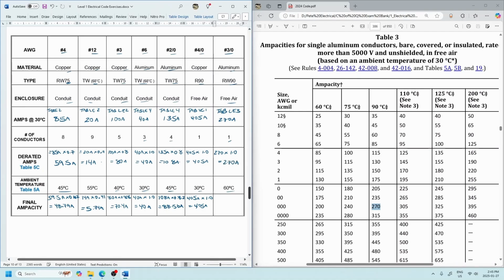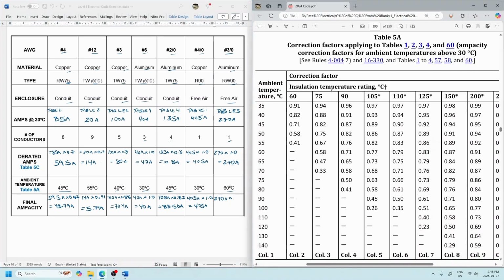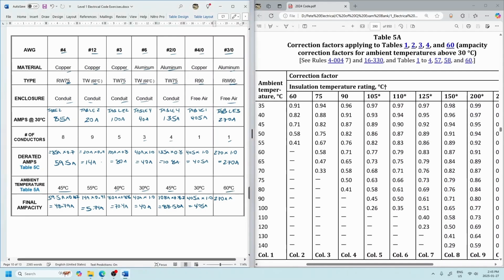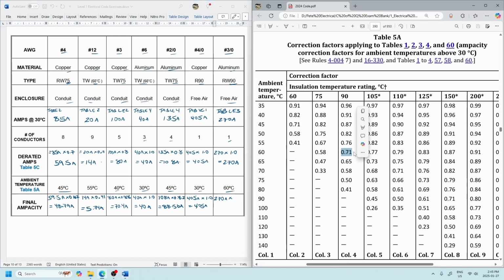Okay, but we do have quite a high ambient temperature at 60 degrees. So be careful with this one. I made a mistake on this one numerous times. Let's look at the multiplier there. We're going to go to 5A now, starting off in the 90-degree column, because we're RW90. And then we're going to 60 degrees. So 90-degree column to 60, it looks like our multiplier is going to be 0.71.